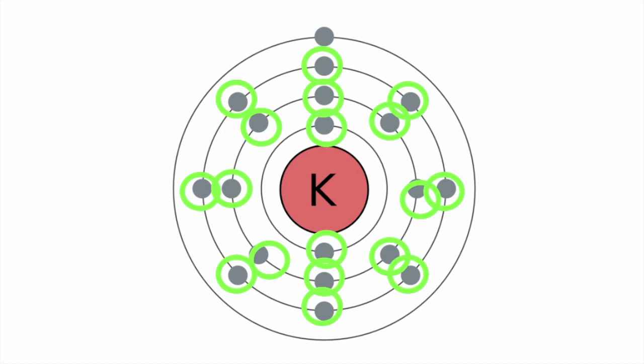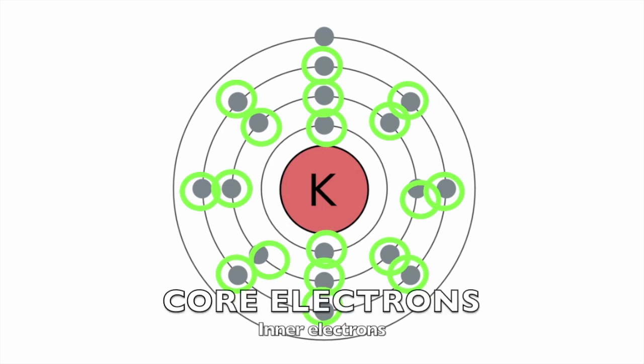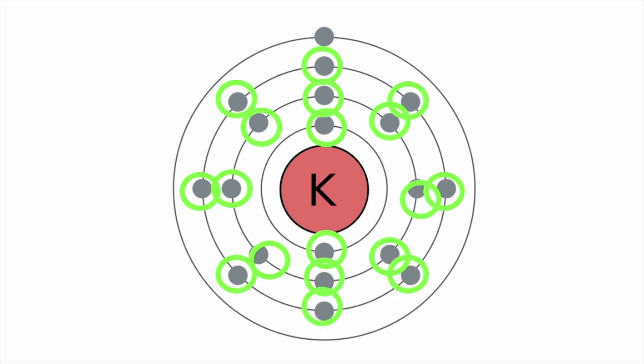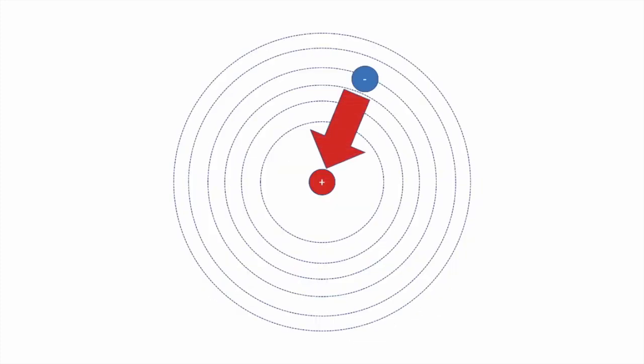The electrons in the inner shells, or energy levels, are called core electrons. In an atom, there's a balance between the pulling force of the positive nucleus on the electron and the small repelling or pushing force that electrons exert on each other. The attractive force from the protons generally wins out because the shielding force is usually not very big.